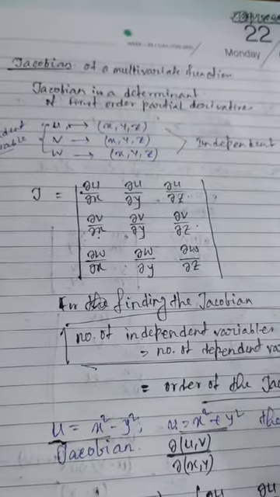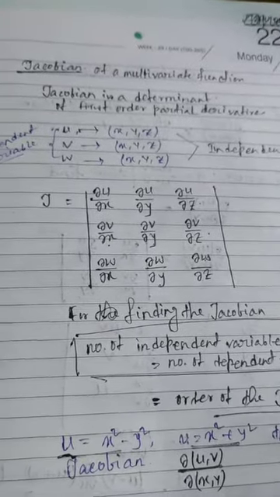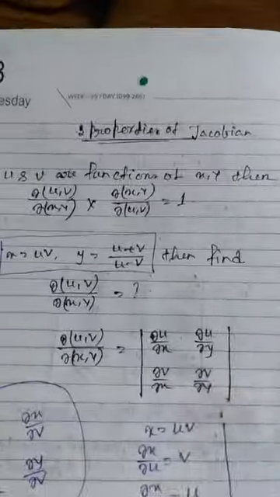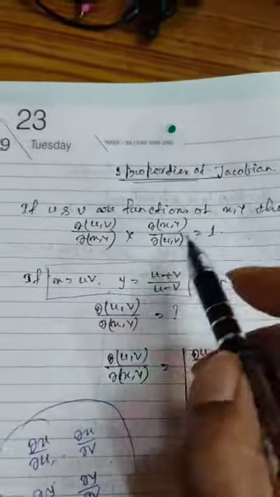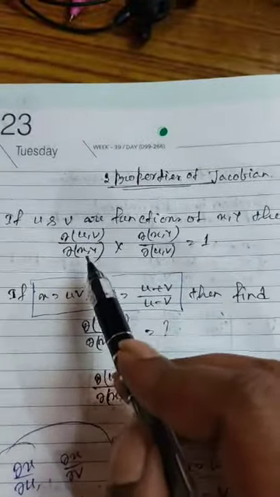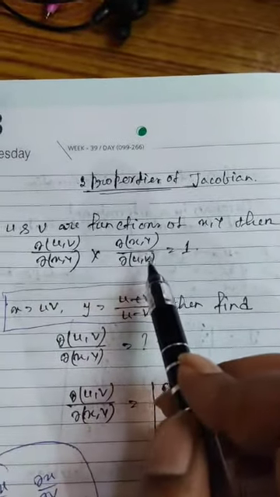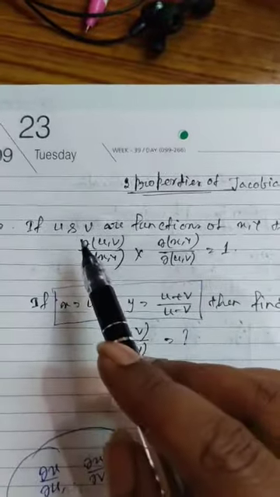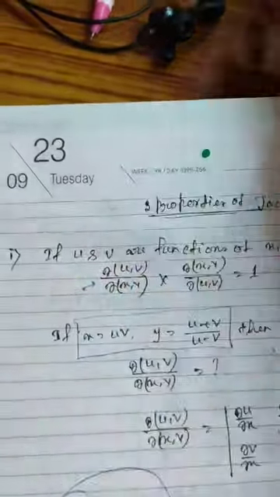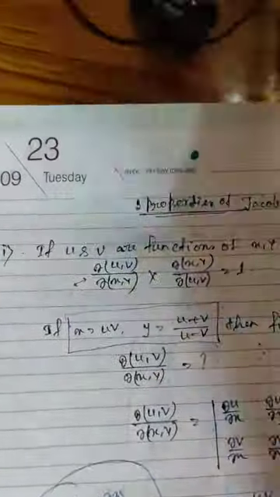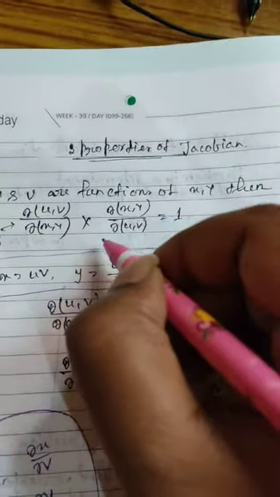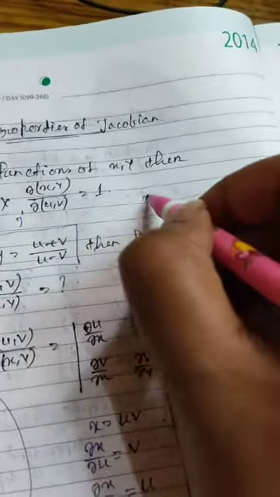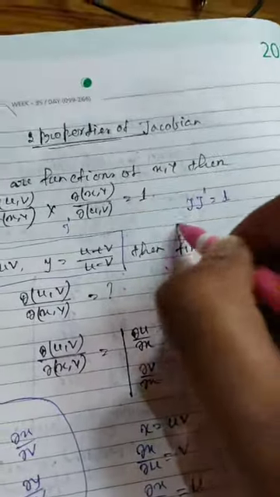So now I will discuss some properties of the Jacobian. Now go to the first property of the Jacobian. So what is the first property? That is, if u and v are functions of x, y, then del(u,v) by del(x,y) into del(x,y) by del(u,v) is equal to 1. That means if we call del(u,v)/del(x,y) as J and del(x,y)/del(u,v) as J dash, then we can say J into J dash is equal to 1.